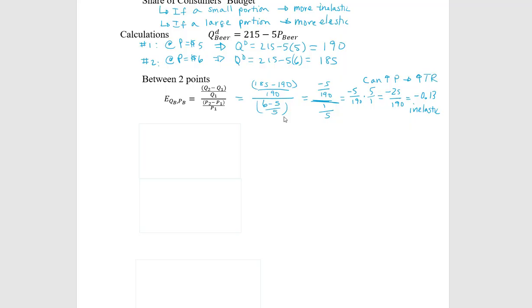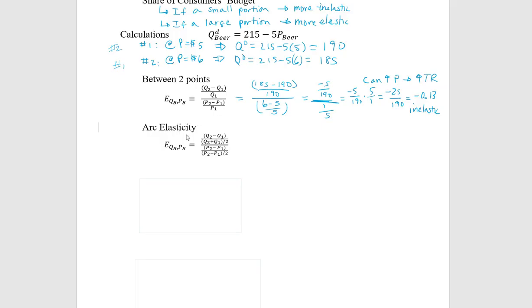Now, there's an issue with this form of calculation. If I go from $5 to $6 and get this calculation, I get minus 0.13. If I go from 6 to 5, meaning I made this my number 1 point and this my number 2 point, because those denominators are dependent on where you start, I actually get a different value, which is not really great if you're a firm who's trying to use elasticity to make decisions. So there is another form of calculation that uses 2 points like this, which I'll touch on just briefly.